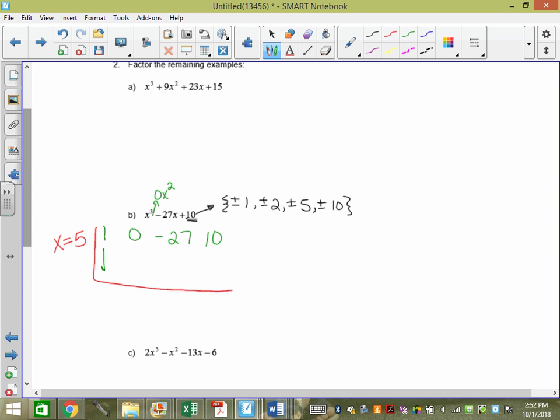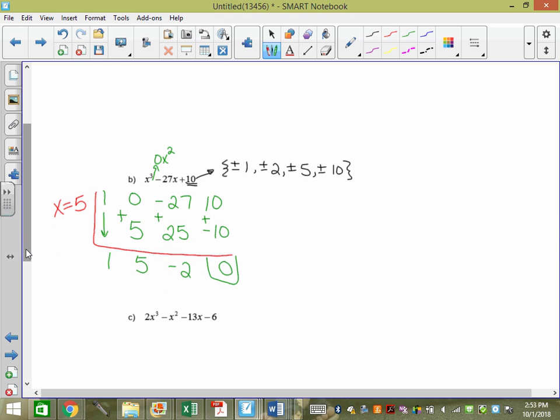So I dropped the 1. 5 times 1 is 5. I multiply. Now I add. 0 plus 5 is 5. I added, so now I multiply. 5 times 5 is 25, and now I add. Negative 27 plus 25 is negative 2, and now I multiply. 5 times negative 2 is negative 10, and then I add, and I get a 0, which makes me happy, because I need a 0. We agree?